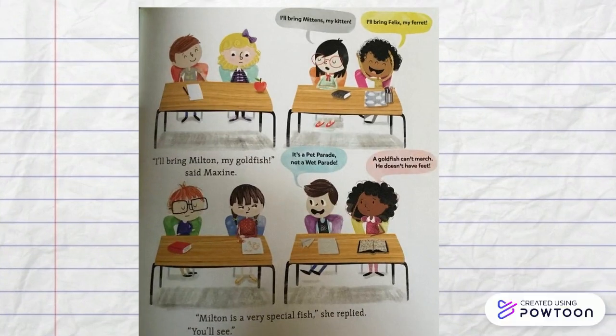"I'll bring Mitten, my kitten." "I'll bring Felix, my ferret." "I'll bring Milton, my goldfish," said Maxine. "It's a pet parade, not a wet parade. A goldfish can't march. He doesn't have feet." "Milton is a very special fish," she replied. "You'll see."